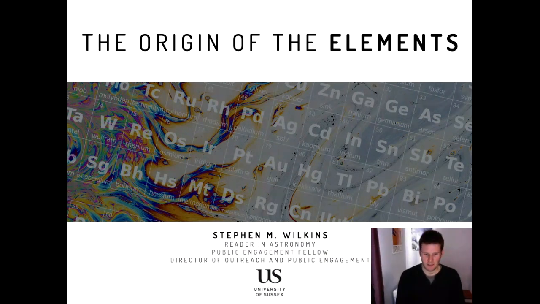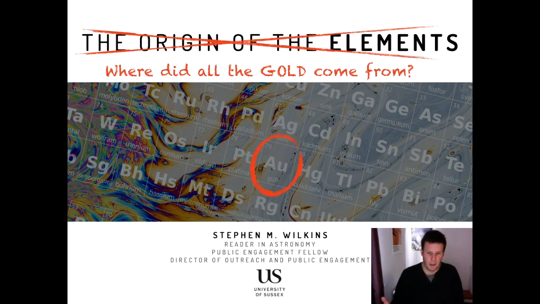My name is Dr Stephen Wilkins and I'm a reader in astronomy at the University of Sussex. Today I'm going to talk about the origin of the elements. This is where the elements which make up the periodic table come from. I realised after I proposed this title that it was actually a little bit dry, and so maybe it's better to say something like, actually, where did all the gold come from? Because ultimately that's what we're going to lead towards in this talk.